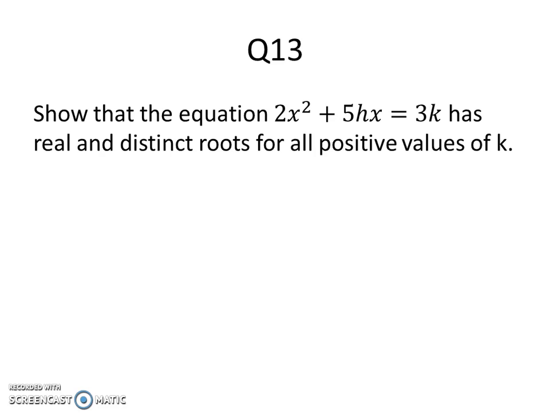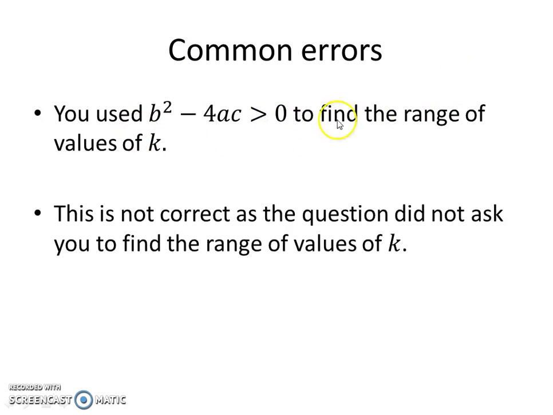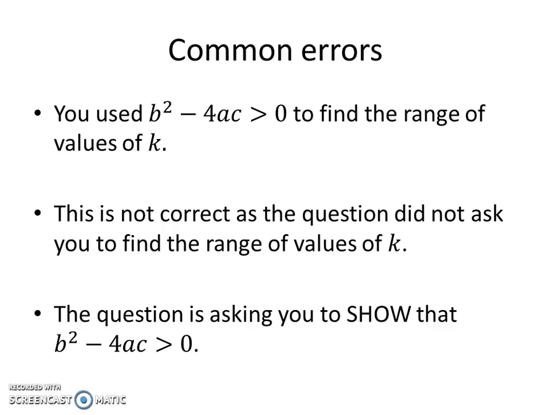This is very different from such questions, because right now the question wants you to show that b squared minus 4ac is more than 0, which is why you cannot use b squared minus 4ac more than 0, which is what some of you did. You used b squared minus 4ac more than 0 to find the range of values of k. You cannot do that because this is what we need to show. You cannot use this. And also, apart from that, it is not correct as the question did not ask you to find the range of values of k. The question wants you to prove that b squared minus 4ac is more than 0.